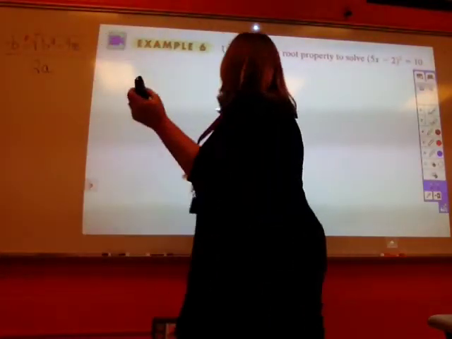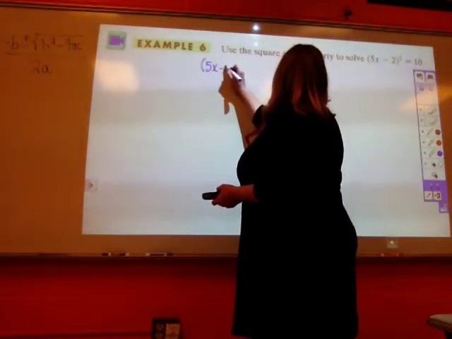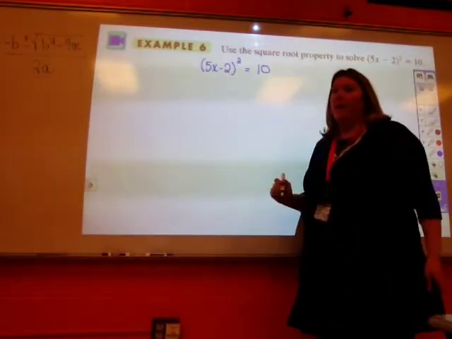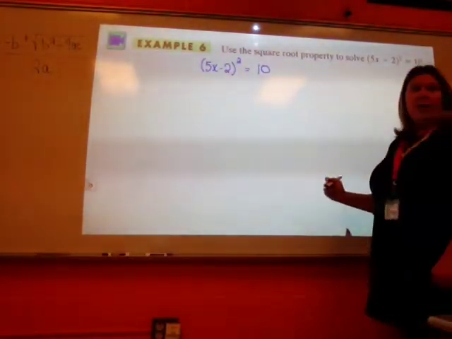Let's see what happens. All right, so we got (5x - 2)^2 = 10. Do we all agree with that? What do you want to do first? Let's just see how this plays out.